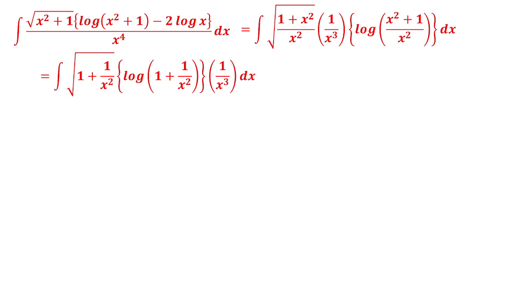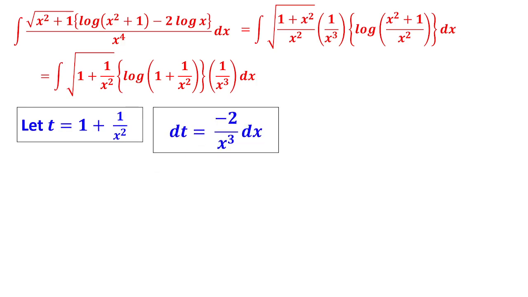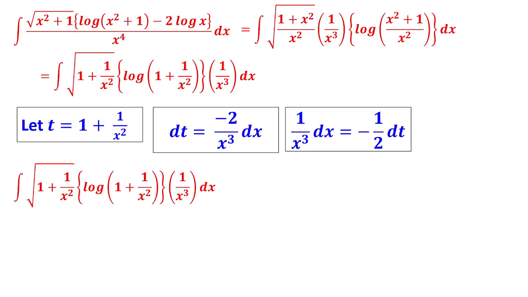Now you are seeing over here that 1 by x cube dx is nothing but the derivative of... we'll just take it now, 1 plus 1 by x square. Now its derivative is minus 2 by x cube. Therefore, 1 by x cube dx can be replaced by minus half into dt. What will happen now? Square root of 1 plus 1 upon x square will become root t, into log of 1 plus 1 by x square, which will become log t, into minus half into dt.